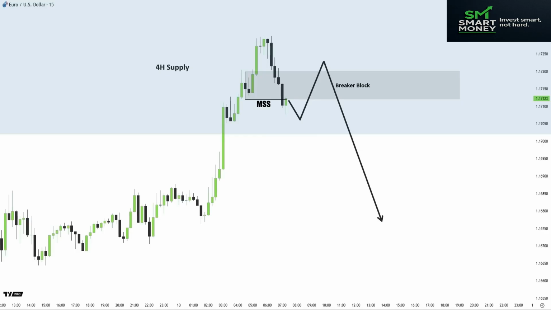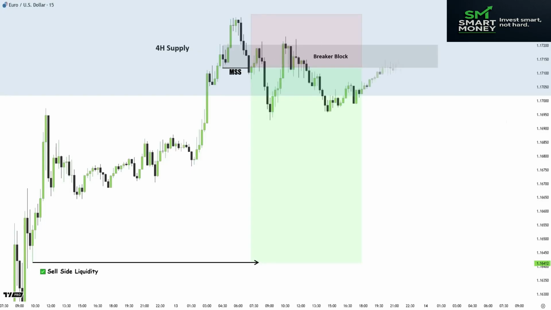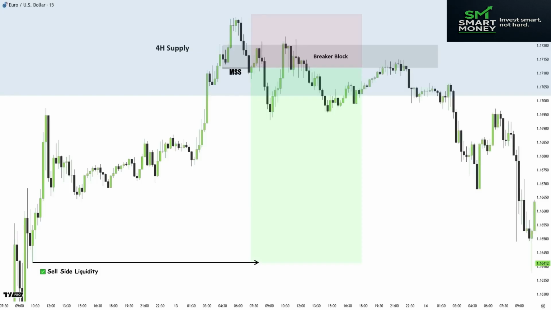So here's my plan. I'm setting my entry at the lowest point of the breaker block, with my stop loss just a couple of pips above the higher high. For the take profit, I'm targeting the sell-side liquidity below this swing low, which gives us roughly a 4-to-1 risk-to-reward ratio. Now let's play out the chart and see how this trade unfolds. As you can see, the order was triggered. After a brief drawdown, price reversed, pushed lower, and eventually hit the take profit, exactly as expected.